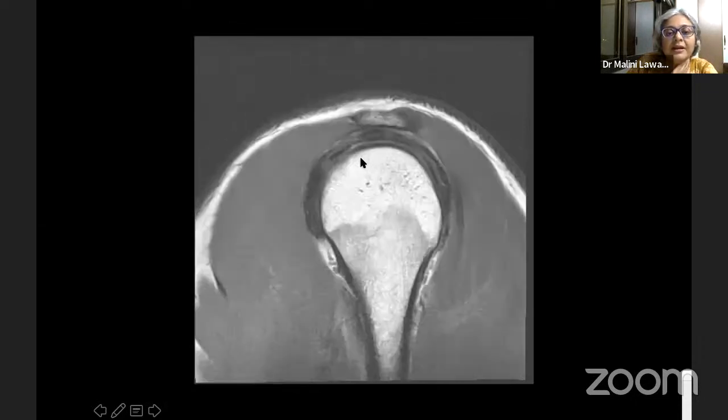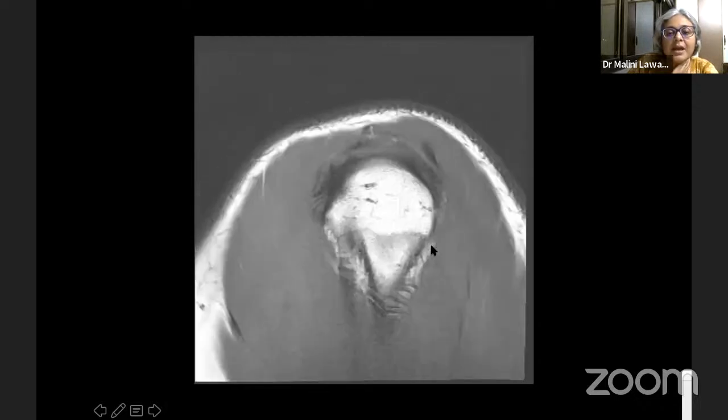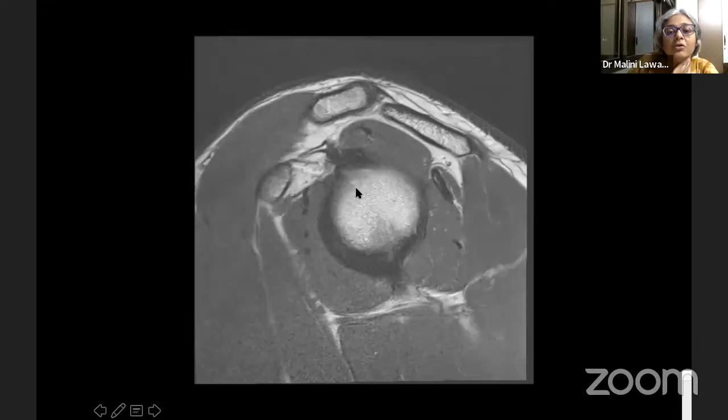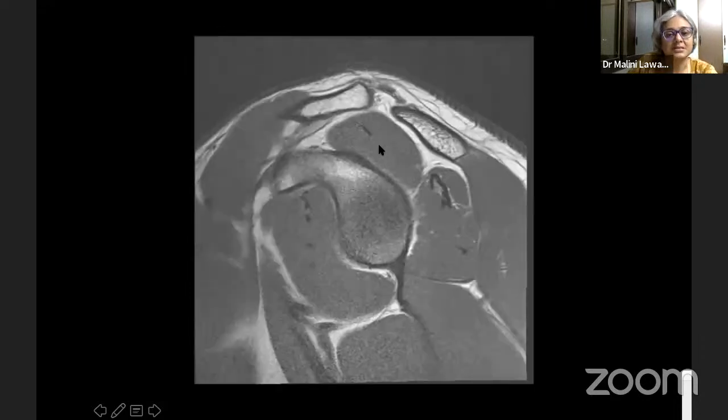As you come further laterally, you can see all of this is the subscapularis. All of this is the supraspinatus and all of this is infraspinatus. This is teres minor. And as you come further near the insertion, you can see supraspinatus footprint, infraspinatus footprint. Also, look at this section, how the muscles are seen. So the normal muscles should all be gray. There should not be any volume loss. There should not be any fatty infiltration.